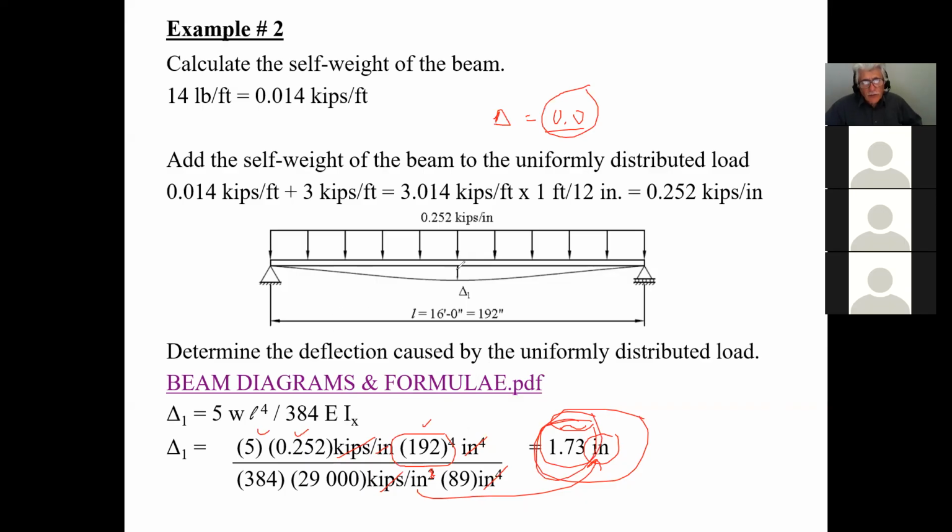So there's my deflection caused by this load. Like I said, because I put this in inches, everything works out, and because I put this in kips per inch, everything works out. So the units are very important.